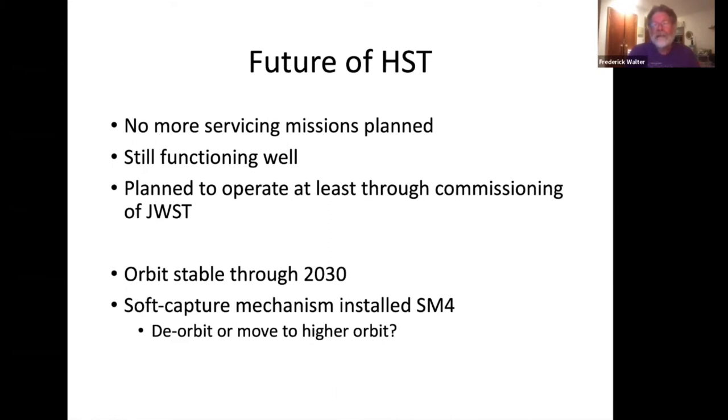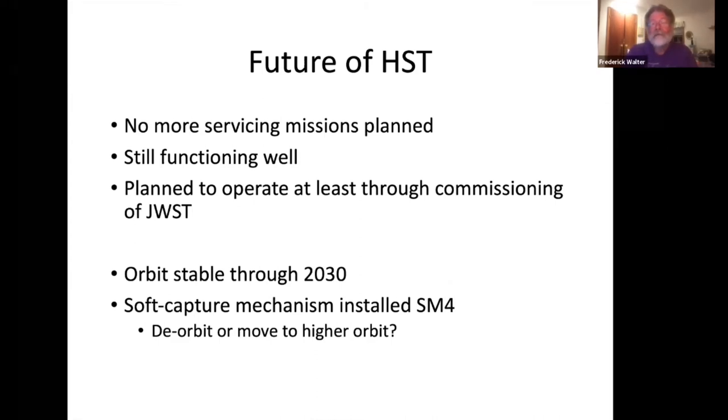So it's a functioning telescope. It was last refurbished 11 years ago. It was new at the time. It's still functioning well. Nothing has failed. NASA did a very good job planning this. The astronauts did a wonderful job refurbishing everything. There are no more servicing missions planned because there's of course no more space shuttle.